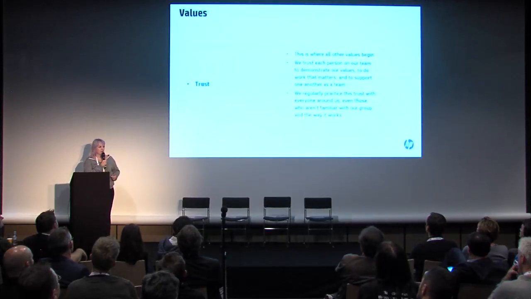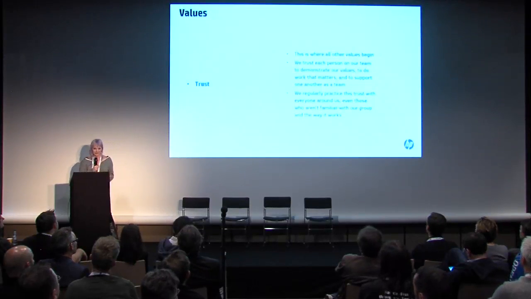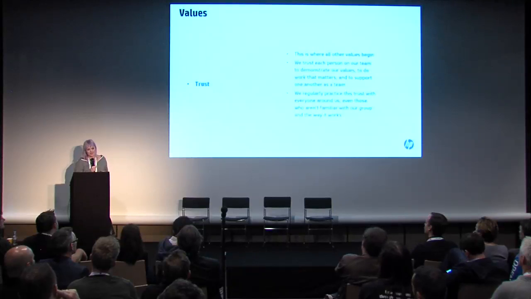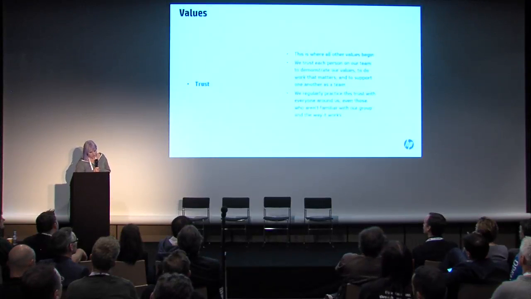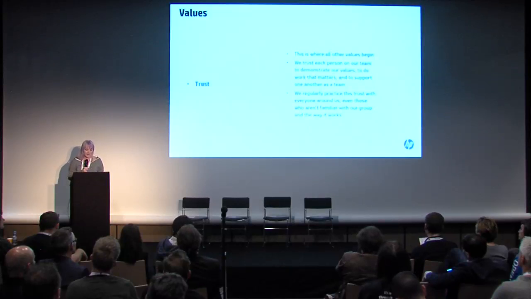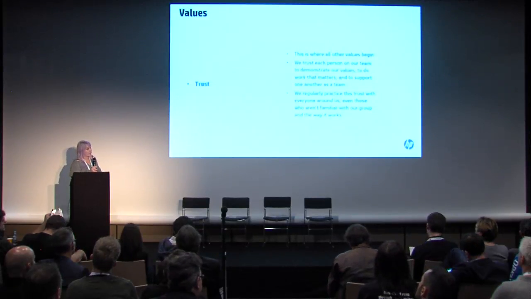Okay, first one, trust. Without trust, we have nothing else. No other values can exist, and we don't have anything to base our work on. We trust each person on our team to demonstrate our values, to do work that matters, and to support one another as a team. We regularly practice this trust with everyone around us, even those who aren't familiar with our group and the way it works.